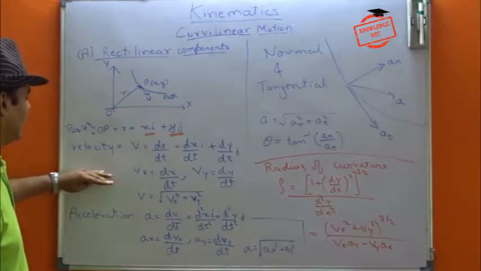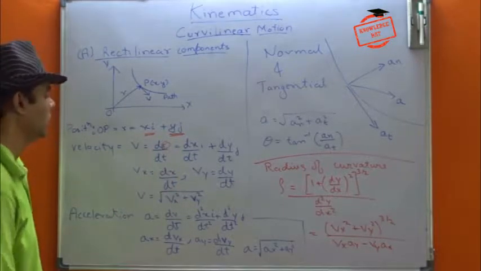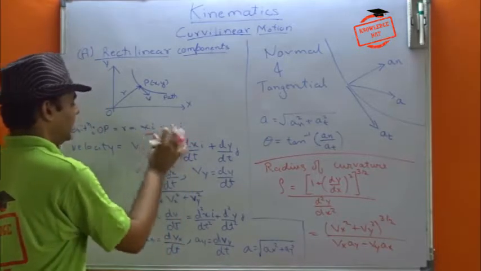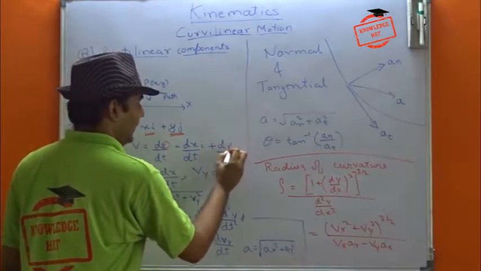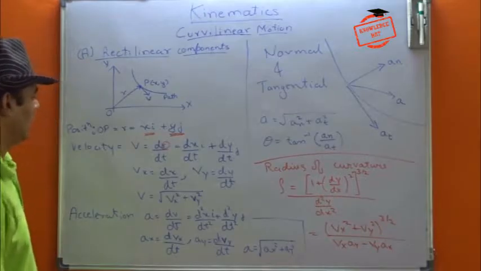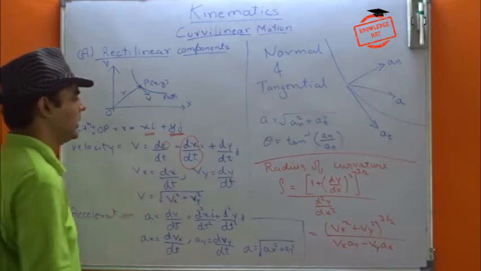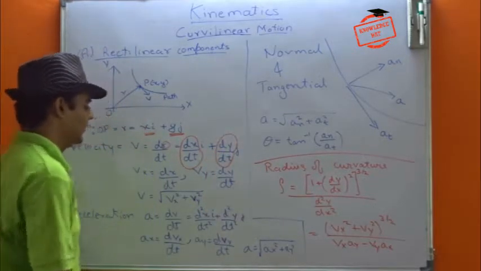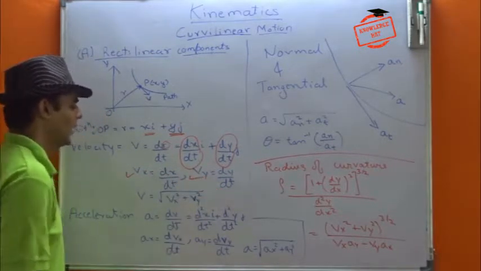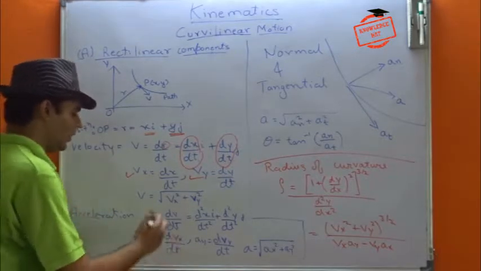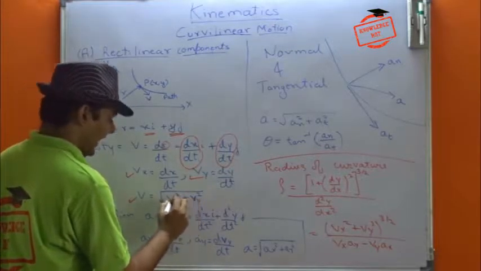The velocity is calculated as v is equal to dr by dt, where r represents the position, and when we substitute these values, we get dx i by dt plus dy j by dt. This dx by dt gives the x component of velocity, and dy by dt gives the y component of velocity. So it is represented as vx and vy, and the overall resultant velocity is given as v is equal to root of vx square plus vy square.